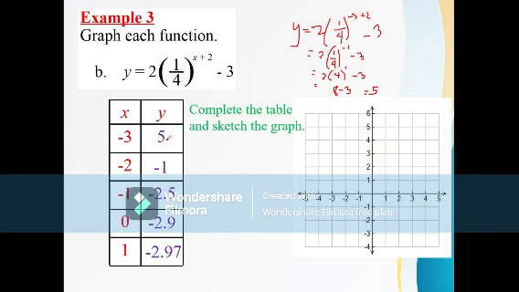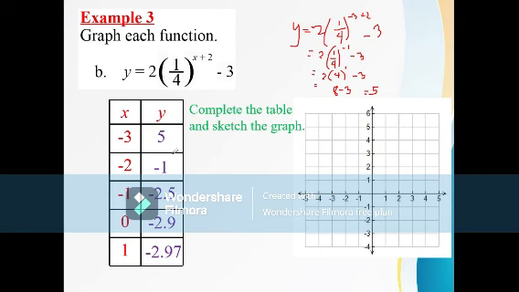So the same procedure, you are going to use the same process. Just be careful with the signs. Then you are going to solve for y. So again, if x is negative 3, our y is 5. If x is negative 2, our y is negative 1. If x is negative 1, our y is negative 2.5. If x is 0, our y is negative 2.9. And if x is 1, our y is negative 2.97.